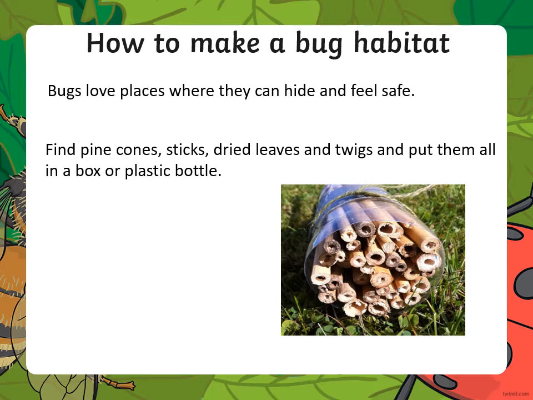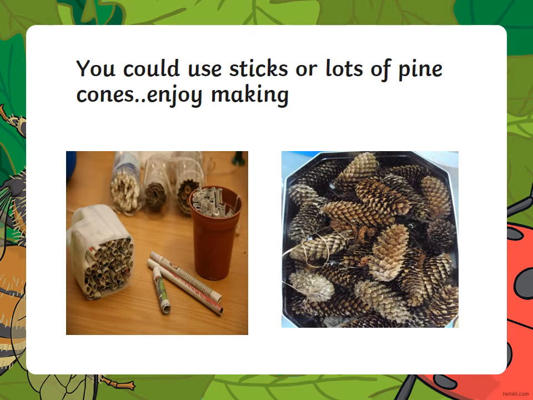What can we do next? You could use sticks or a lot of pine cones. Here you can see in the picture, these are the pine cones. Plastic bottles with lots of sticks. You can make it with paper as well. So next time, whenever you're making your own allotments or planting any plant, don't forget to make a bug habitat as well. Enjoy making.